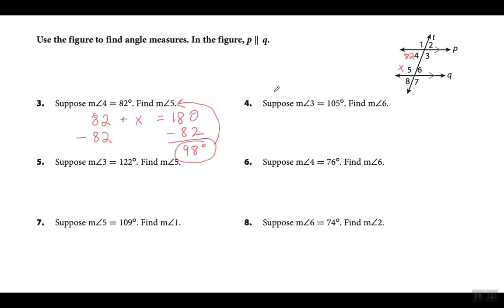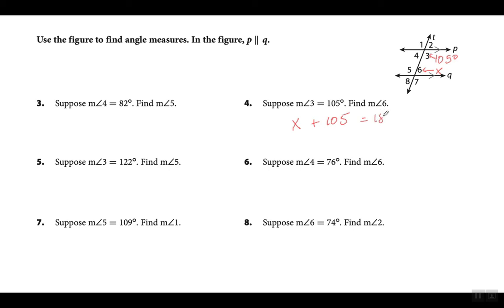Let's look at question number 4. Suppose the measure of angle 3 is 105. Find the measure of angle 6. This is like the one we just did. I don't know what angle 6 is, but I know that these two are supplementary, son suplementarios. So I could write it like this. Now to find x, just subtract 105 from 180, and that's going to be x equals 75 degrees. So the answer is 75.